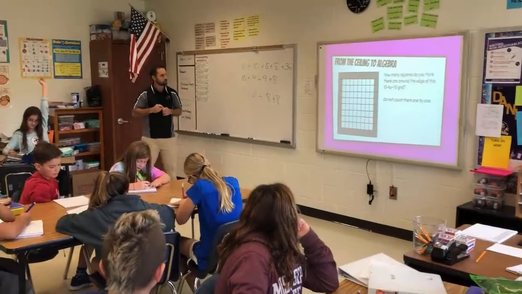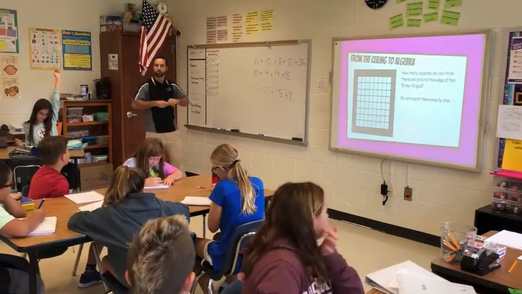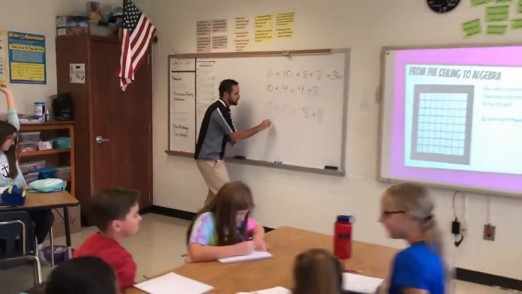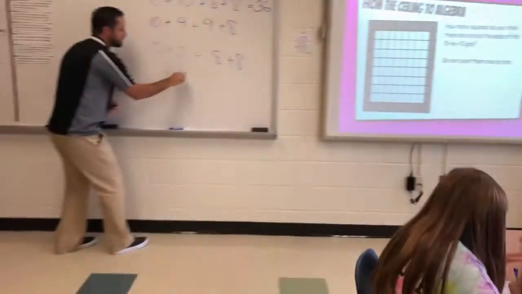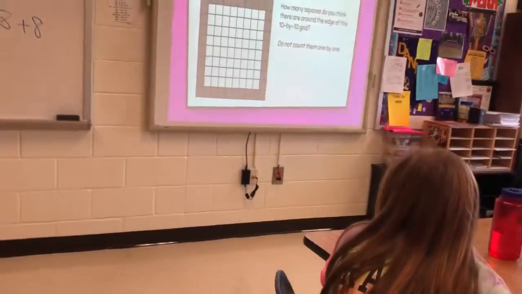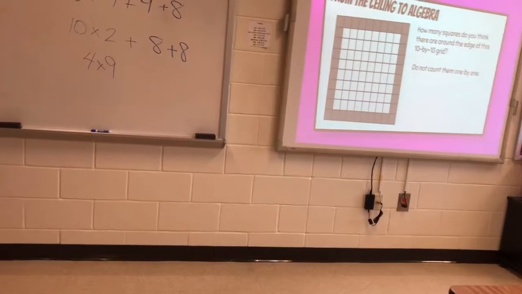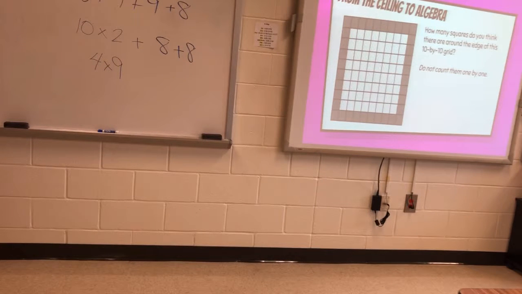This is an adaptation of a Marilyn Burns task that we use to help students connect pictorial representations to expressions, first arithmetic and then algebraic. To begin, simply record students' thinking as arithmetic expressions. For example, this student sees 4 groups of 9.